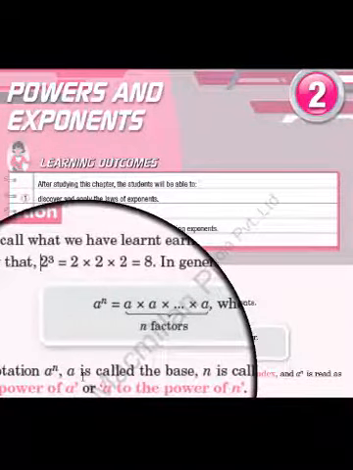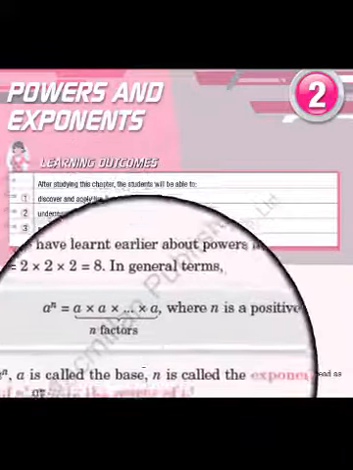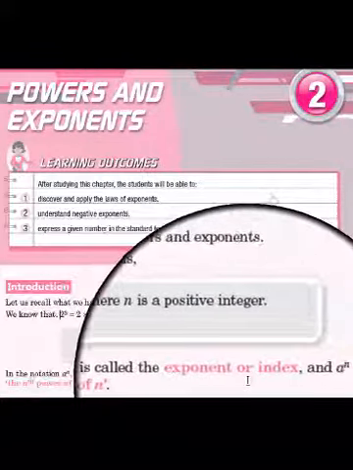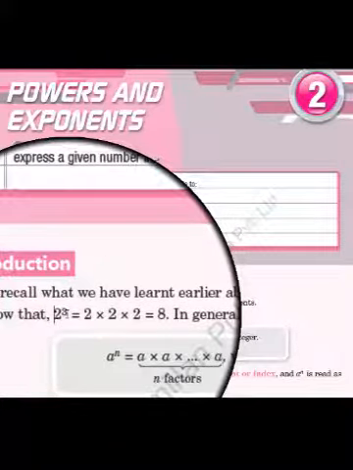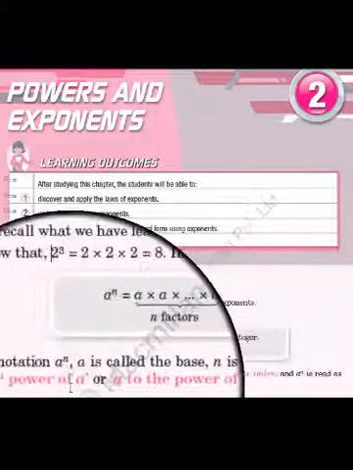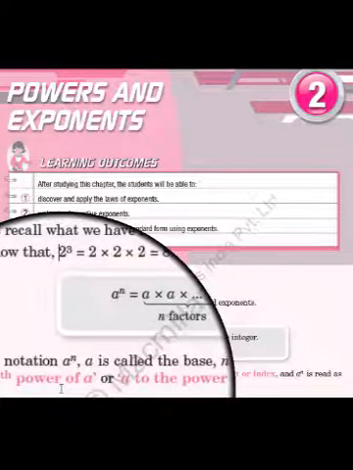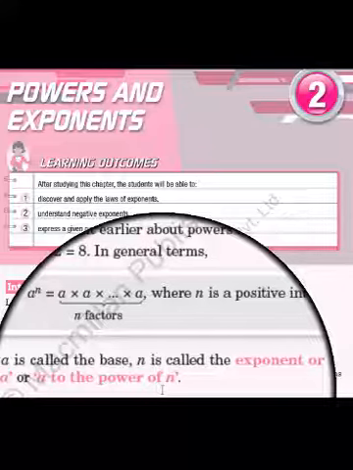What is the base here? In 2 raised to the power of 3, 2 is said to be the base. And n is called the exponent or index. Here n is 3. In 2 raised to the power of 3, 3 is my index or my exponent. And a raised to the power of n is read as the nth power of a. You can read it this way, or as a raised to the power of n.